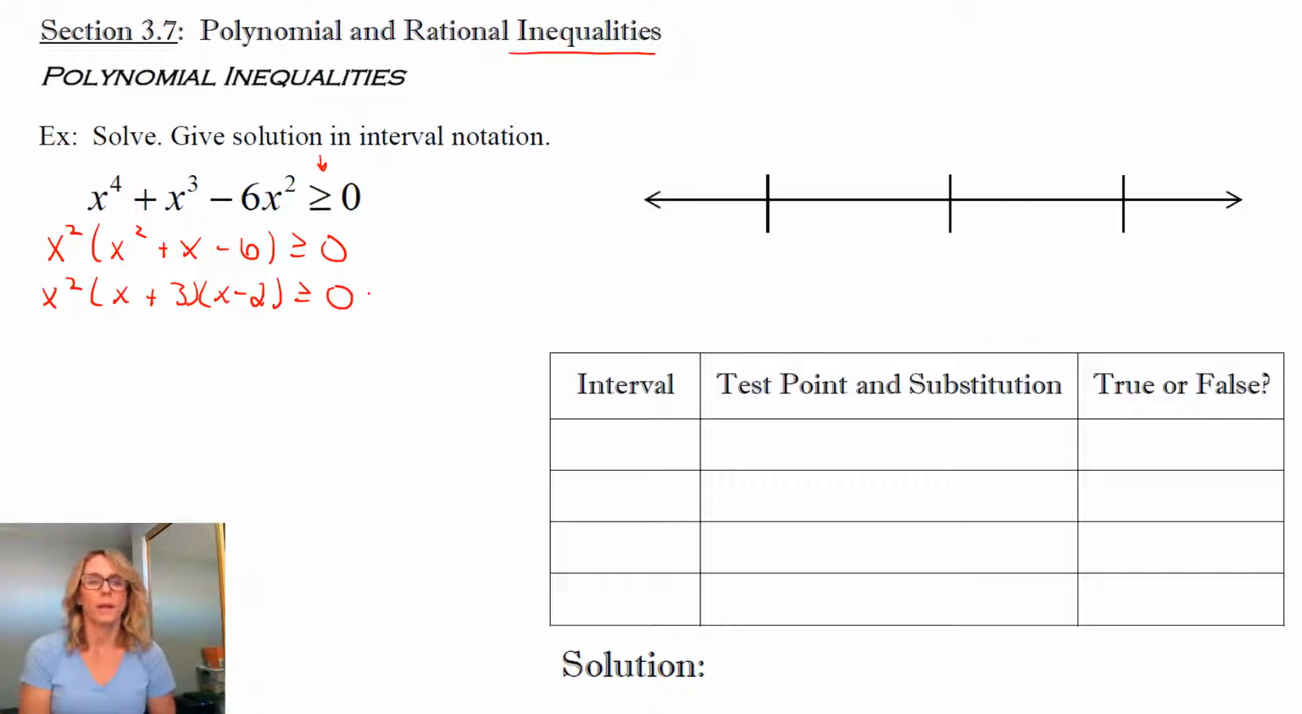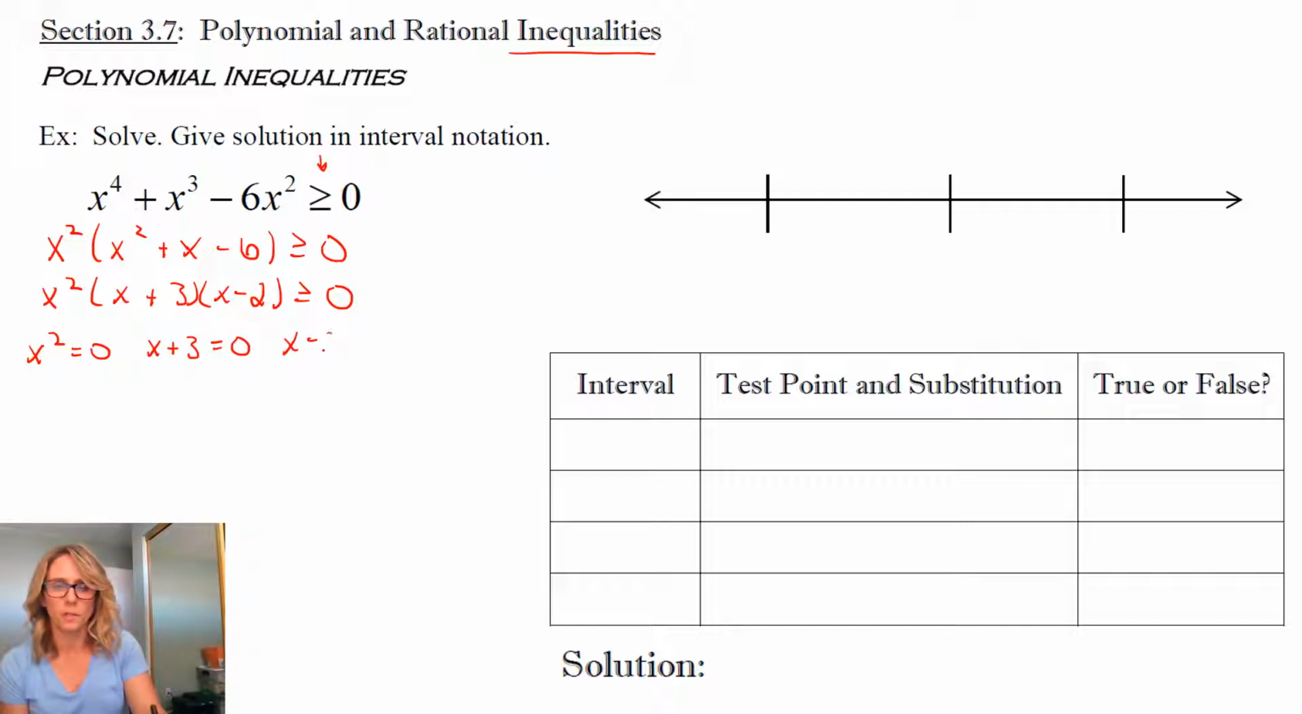And there's a couple reasons why I do this. One of them is I want to know when this expression is equal to 0. No matter what inequality I have there, I want to know when the left-hand side is going to be equal to 0, because those x values are where it's going to change from being positive to negative. So I do that, and you can see that that's going to give us that either x squared equals 0, x plus 3 equals 0, or x minus 2 equals 0.